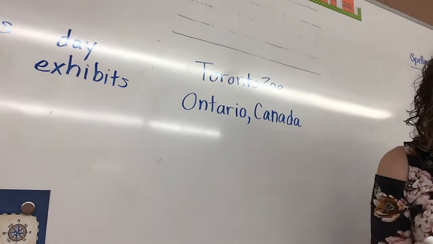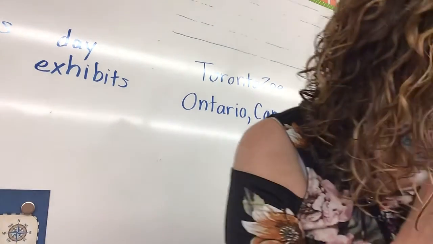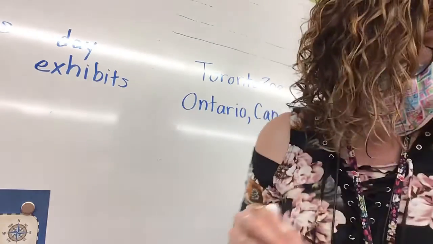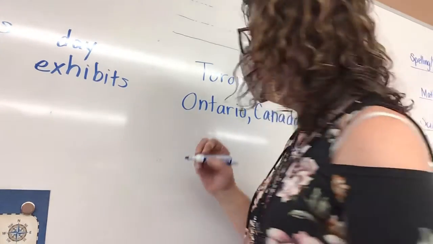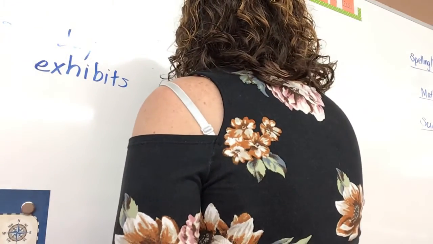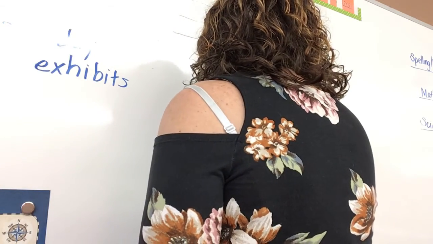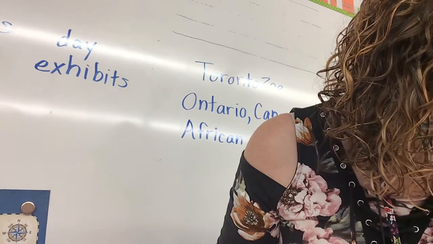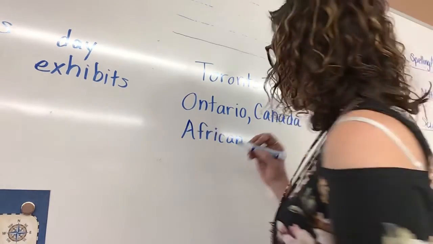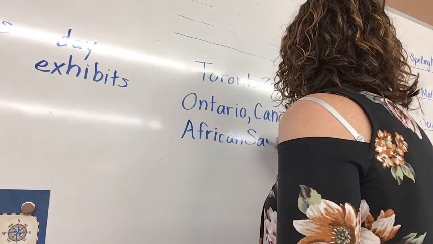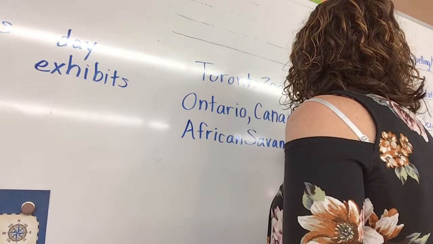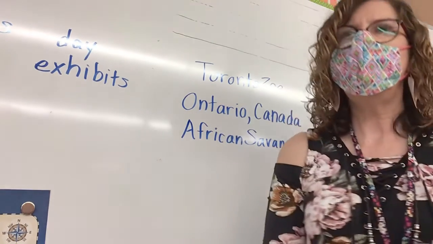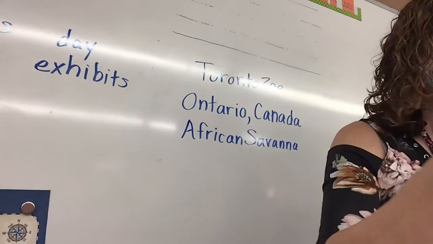African Savannah. Okay, does it say African Savannah? Yep, African Savannah. For some reason, they did not put that. I'm surprised. If you're writing this one, you have to write both words because they go together like a compound word. They spell Savannah different than I thought it would be spelled. But anyway, African Savannah.